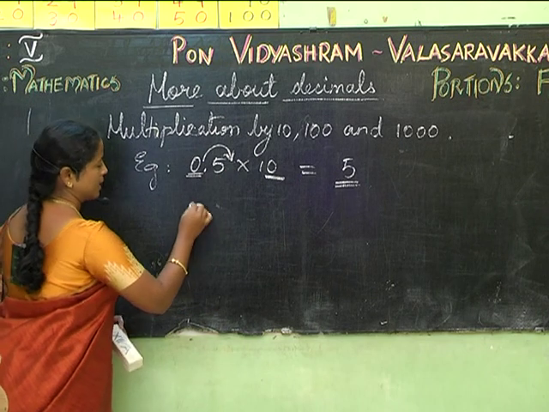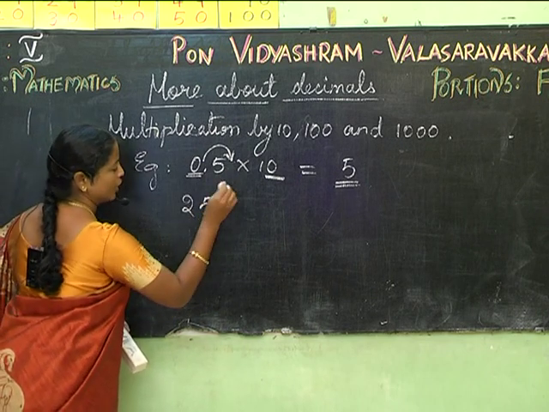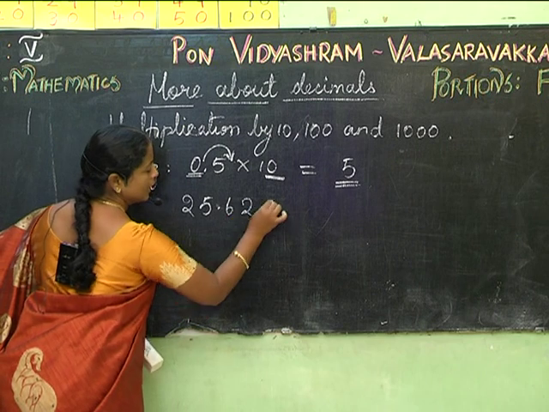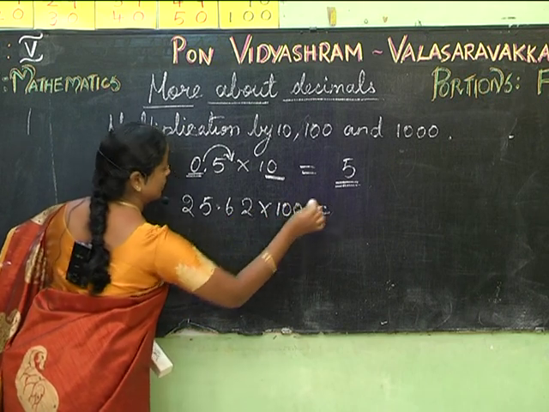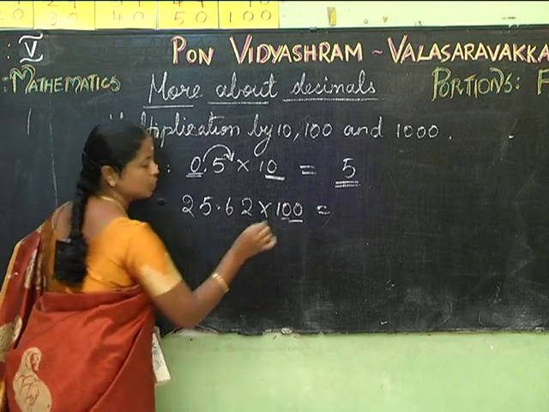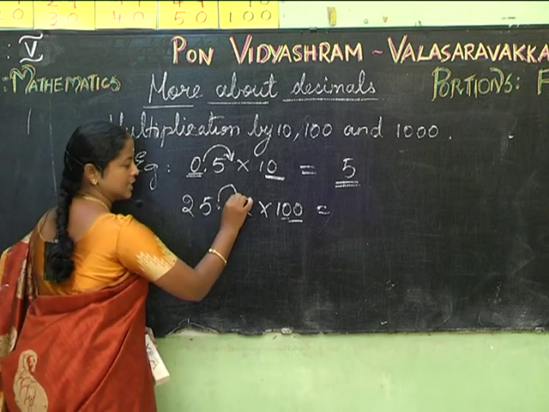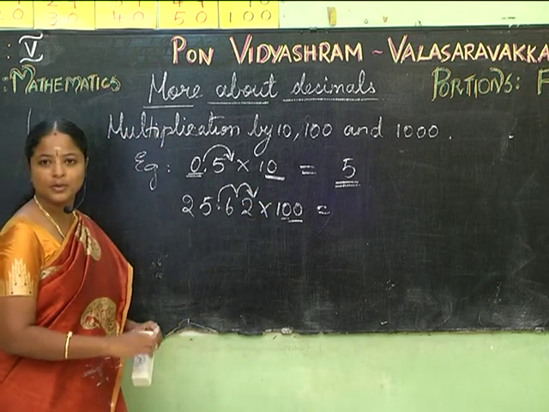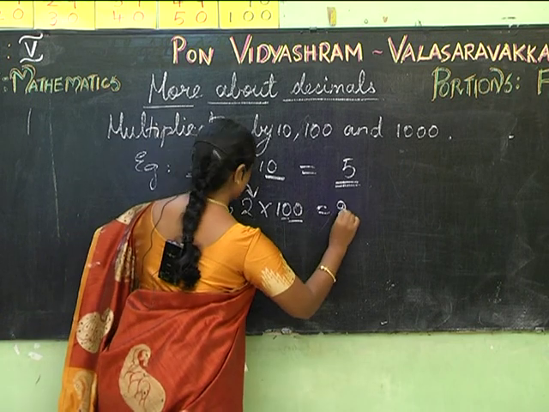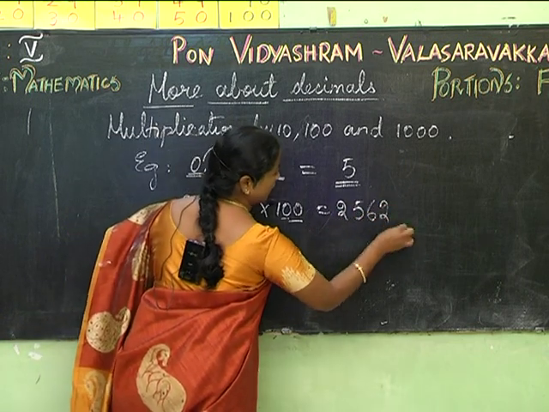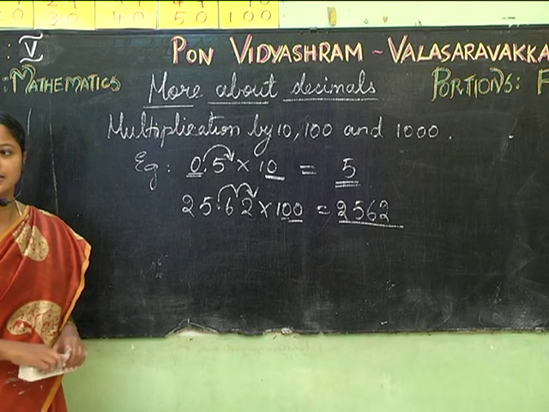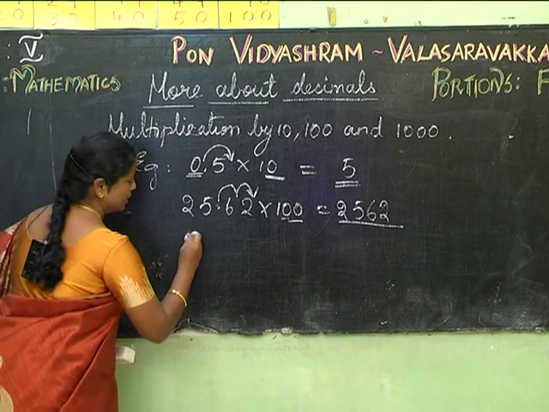When you're going to multiply by 100, example, 25.62 into 100. Here there are 2 zeros, so I have to move the decimal point 2 places towards the right. That is 25, 6. Its answer is 2562.